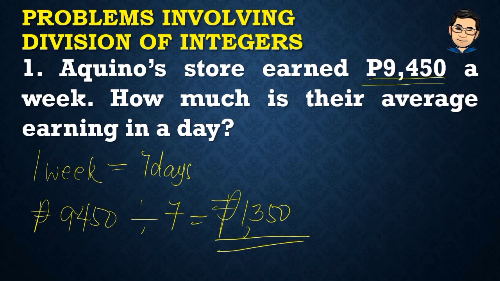Okay. So, it means, ang average earning ng Aquino store is 1,350 pesos. So, paano natin malalaman kung tama ang sagot? 1,350 pesos, i-multiply natin sa 7. So, kailangan na makukuha ang product is 9,450 pesos.